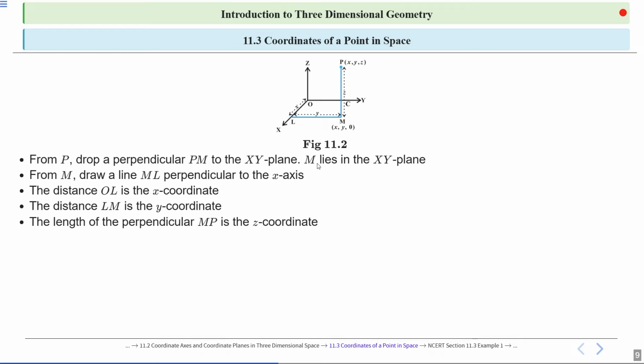The length of the perpendicular from M up to P, which is the line MP, represents the z coordinate. So this shows us how high above the xy plane the point P is located. By combining these three distances, OL for x, LM for y, and MP for z, we can describe the exact position of P in space using the coordinates x, y, z. So this is the basic idea behind three-dimensional coordinates.